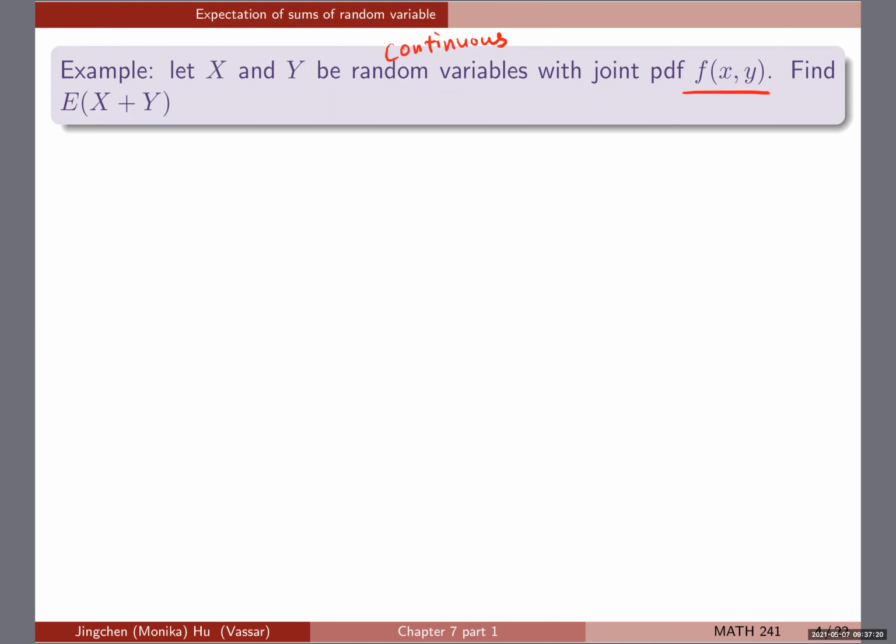Following what we had from the previous slide, let me write it out over here. The g(X,Y) function that we're dealing with is X plus Y. Remember the formula we know is the expectation of the g(X,Y) function. Here we're looking for the expectation of X plus Y, so just think about it, this is a g(X,Y) function. Let's get started with that.